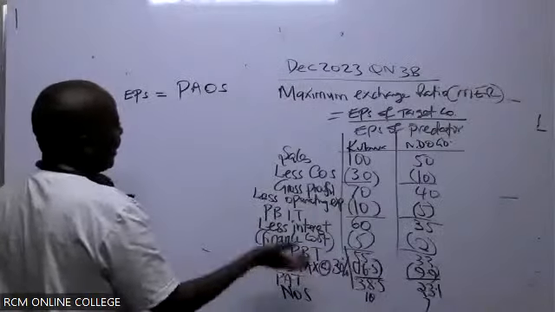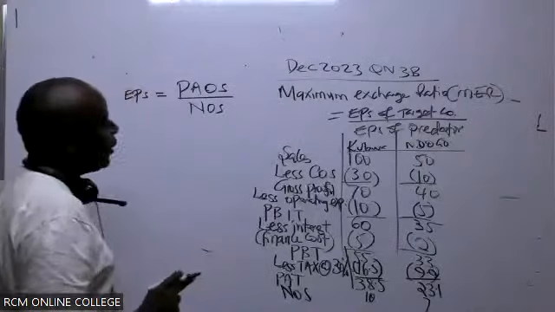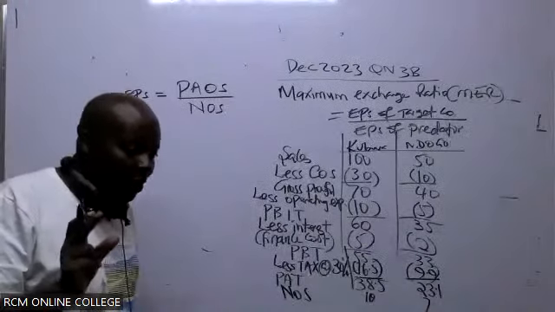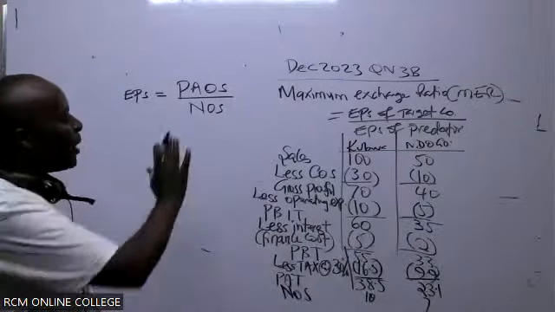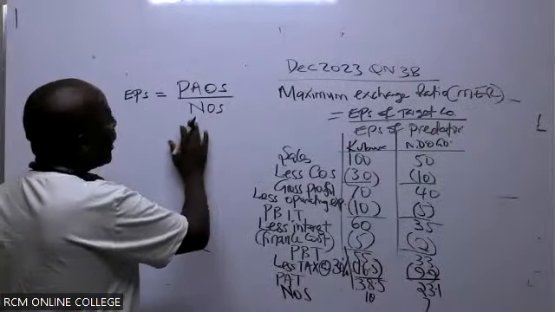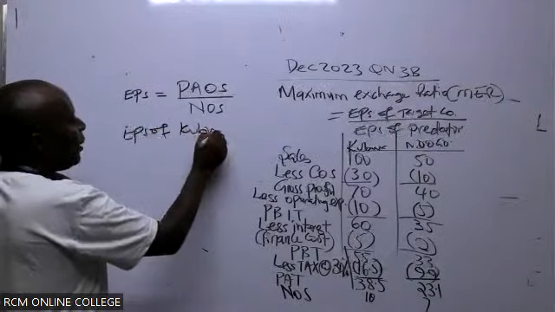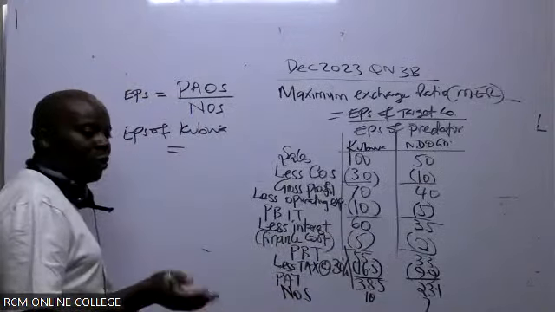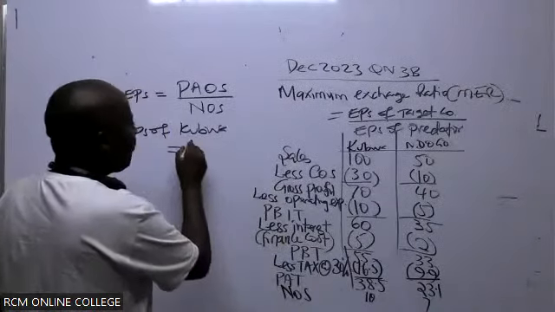Here, there is nothing to be weighted. So divided by NOS. Please write this in full: profit attributable to ordinary shareholders, PAOs, all over number of ordinary shares. So then I can very comfortably give them EPS. EPS of Kubwa: all these profits here are attributable to ordinary shareholders because we don't have any preferential shareholders. So here we have 38.5.